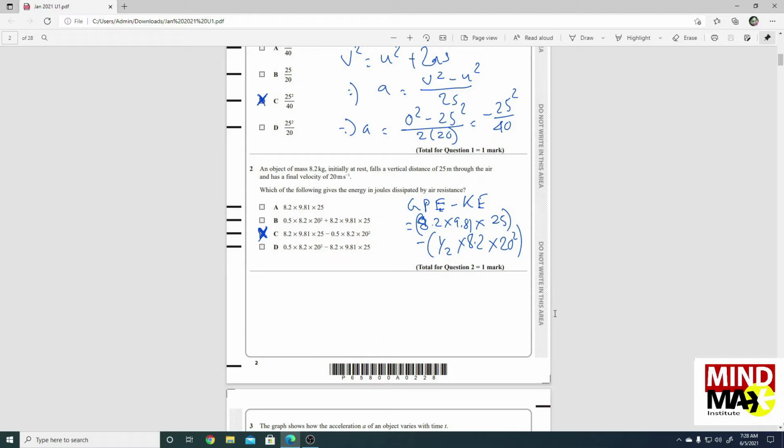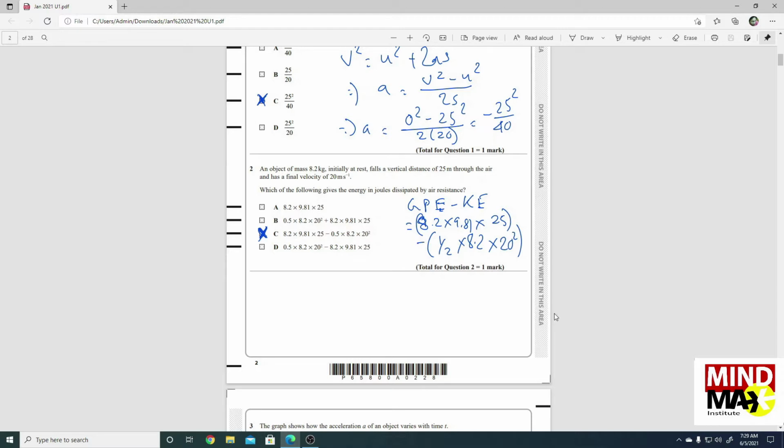Question number 2, an object is falling through the air. They're asking us how much energy is dissipated by air resistance. Whenever something is falling from a height, it has GPE, gravitational potential energy. As it falls, the GPE gets converted into kinetic energy as well as thermal energy, which is lost to the air resistance. So we have to find the thermal energy only.